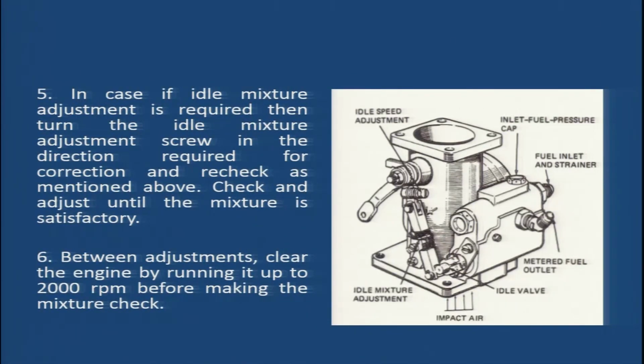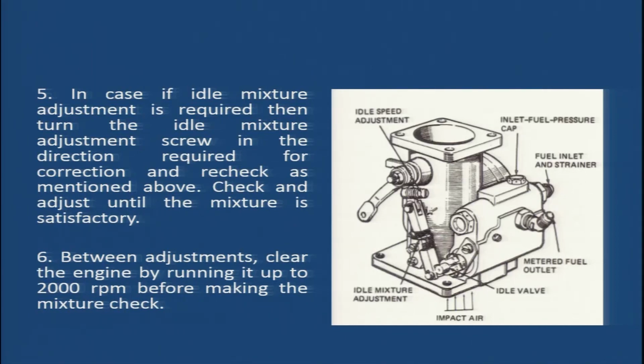In case idle mixture adjustment is required, then turn the idle mixture adjustment screw in the direction required for correction. In the figure you can see here, this is a wheel through which you can adjust the idle mixture. So, if idle mixture adjustment is required, turn the idle mixture adjustment screw in the direction required for correction and recheck as mentioned above. Check and adjust until the mixture is satisfactory.